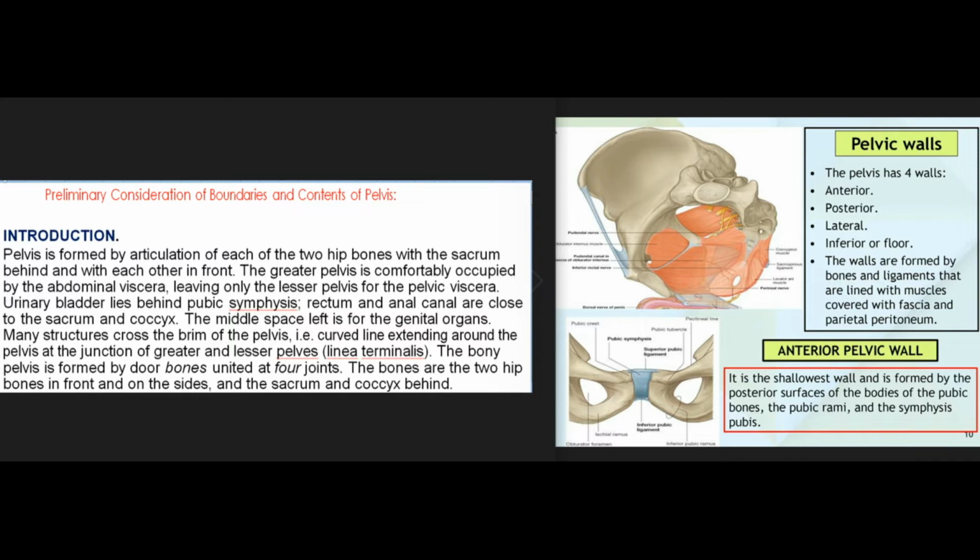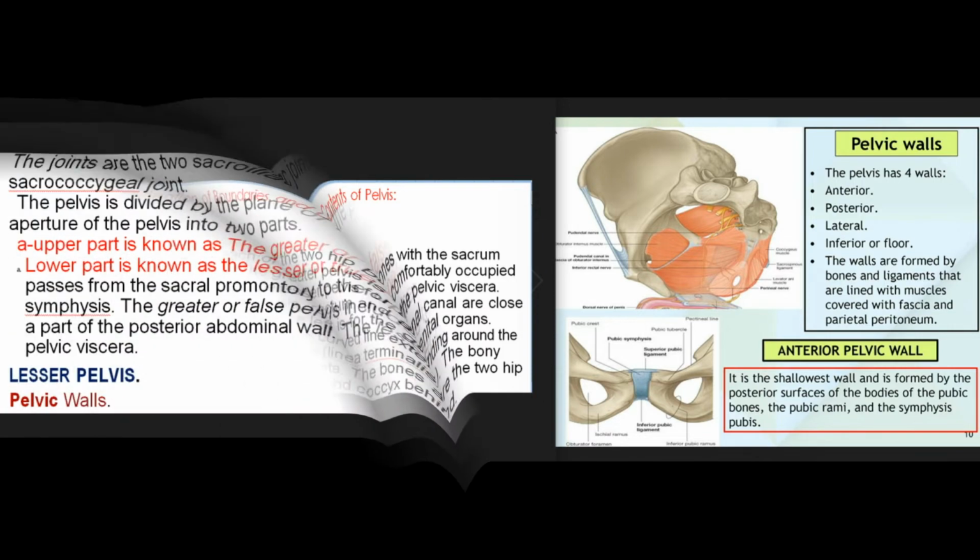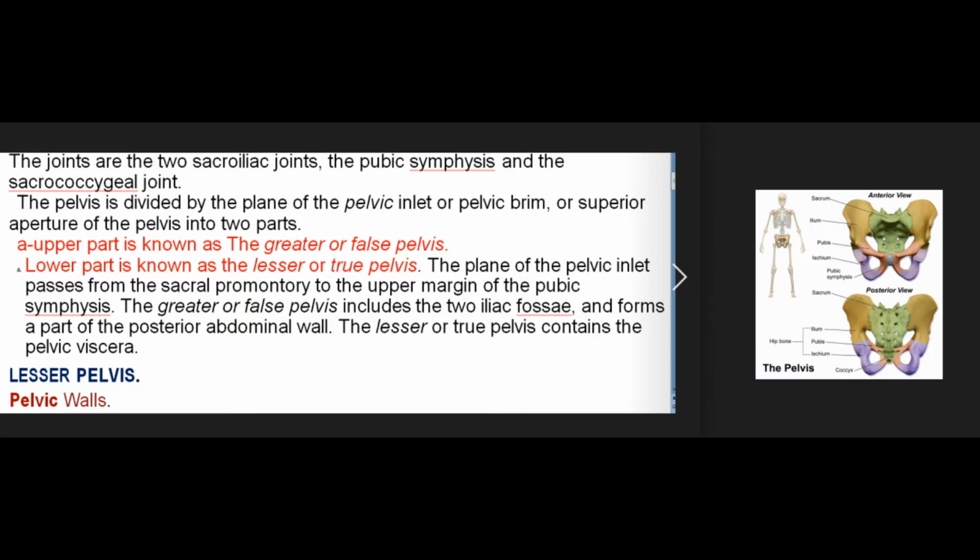Many structures cross the brim of the pelvis, i.e. the curved line extending around the pelvis at the junction of the greater and lesser pelves, the linea terminalis. The bony pelvis is formed by four bones united at 4 joints. The bones are the 2 hip bones in front and on the sides, and the sacrum and coccyx behind. The joints are the 2 sacroiliac joints, the pubic symphysis and the sacrococcygeal joint.